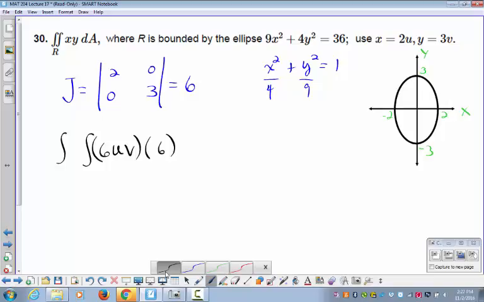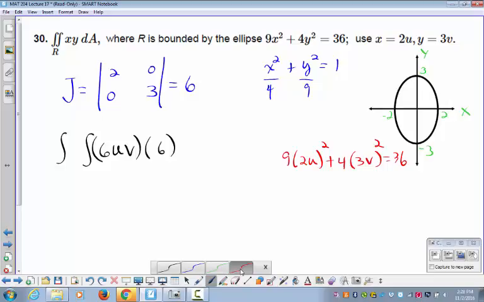So let's take a look. This is our region in the xy plane. Let's find our region in the uv plane. If we want to find the curve in the UV plane, let's substitute the y and the x into here, then we'll eliminate y and x and we'll have a curve in the UV plane. If you have a curve, it's a lot easier because you don't have vertices to deal with. We can just do a direct substitution. So we're going to have 9 times 2u squared plus 4 times 3v squared equals 36. And so that's going to be our UV curve.